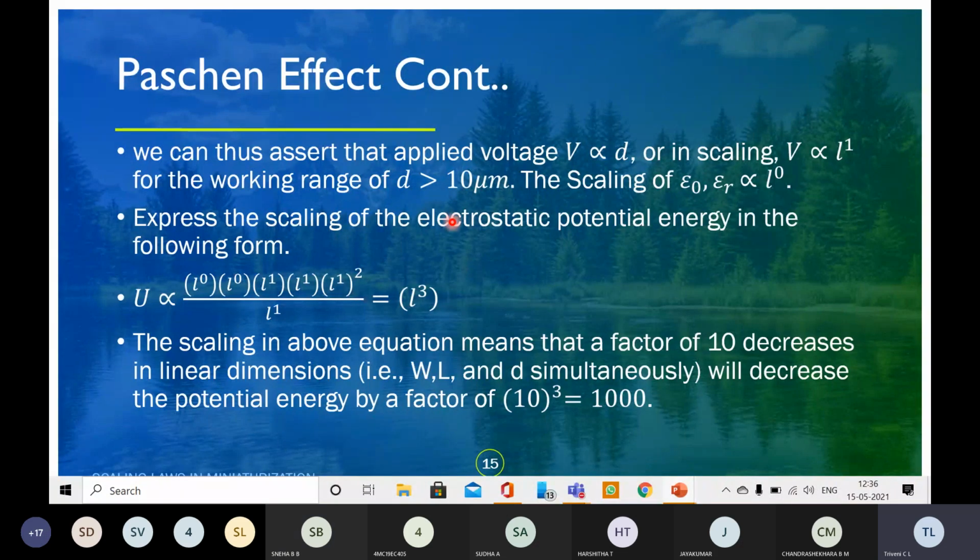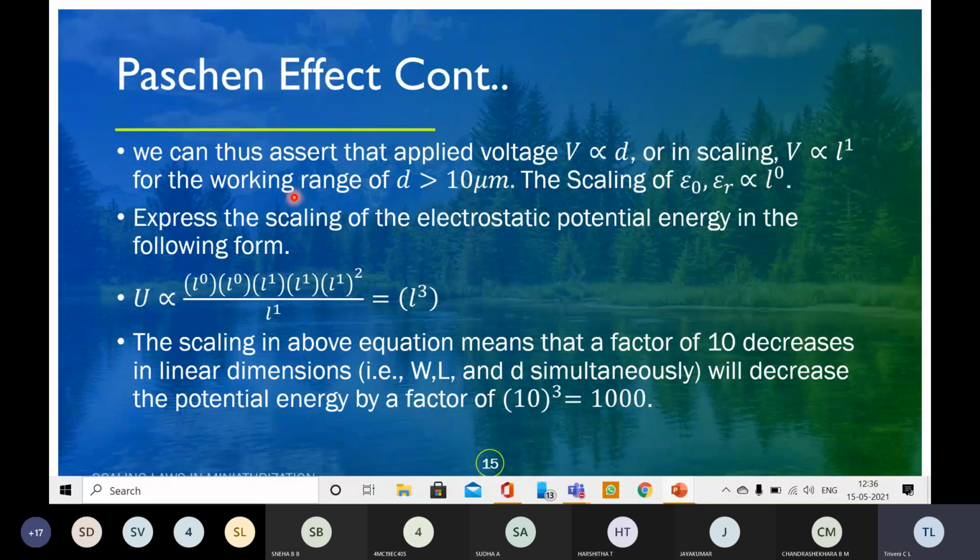Now, let us go for how to calculate that one. So we have calculated this one, and when you apply this Paschen effect, what happens? We can see that one. So we can assert that whatever the applied voltage is, it will depend upon what? It will depend upon the gap between the two parallel plates here. So we can take the applied voltage as directly proportional to the gap. In scaling, V is directly proportional to L to the power of 1 here. So in scaling, we have to represent it down here, because we are scaling down this effect itself.